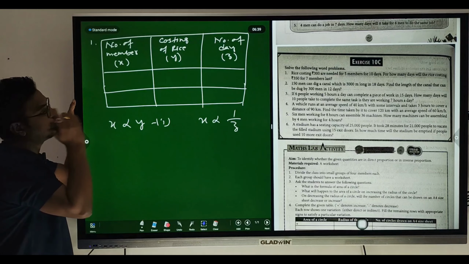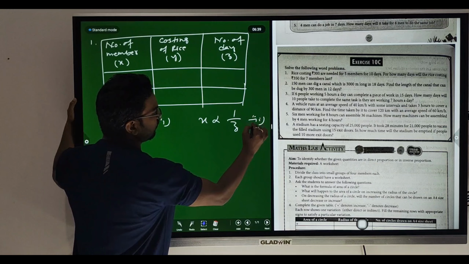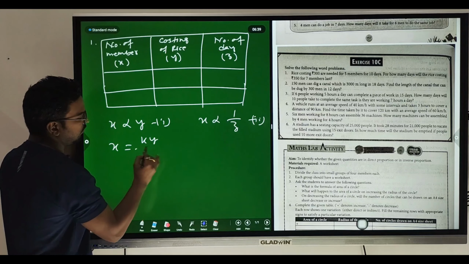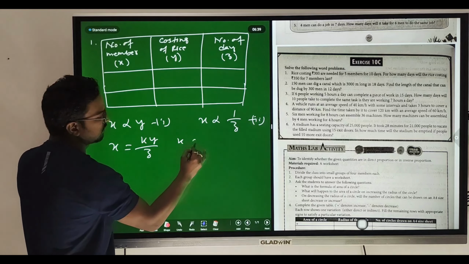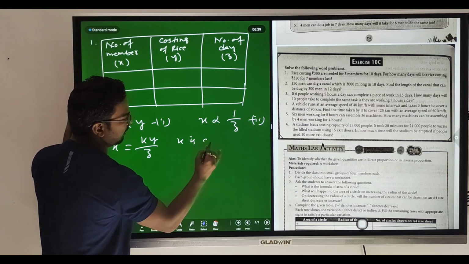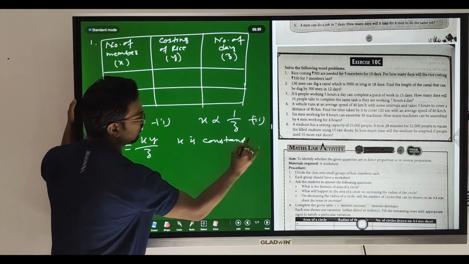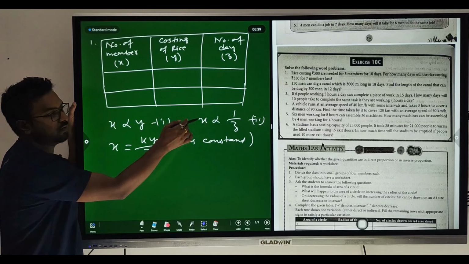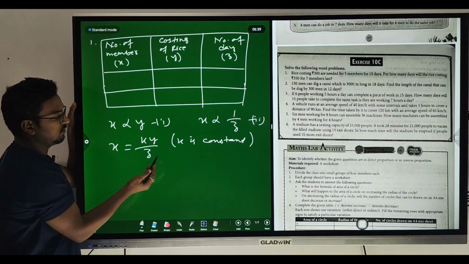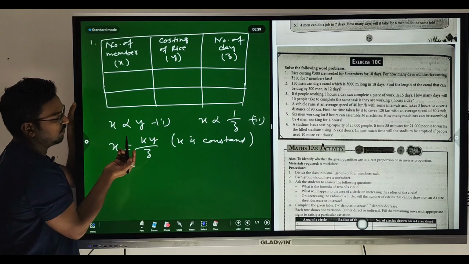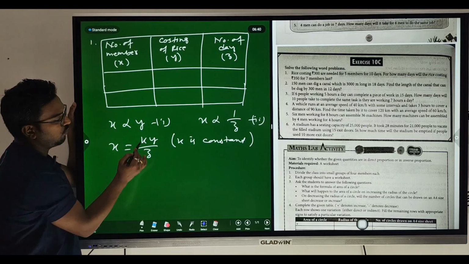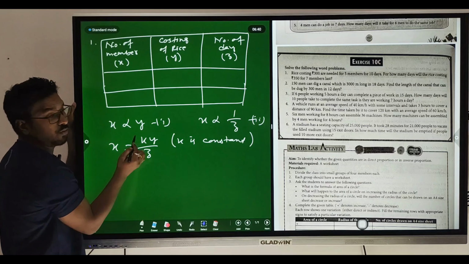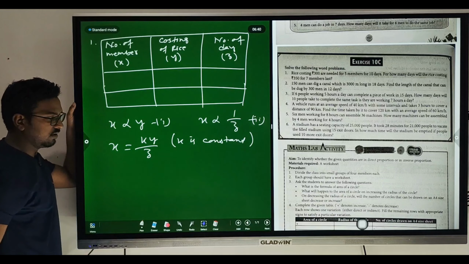This is the formula. Let me put equations 1 and 2. If you multiply both, you can write x equals ky by z, where k is a constant. This is the formula we have seen. If the first one is directly proportional and the second one is inversely proportional, we write it like this. If you multiply these two, it will be y by z, so we write any constant k.